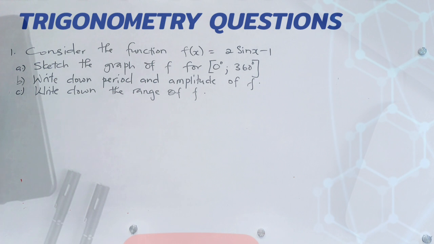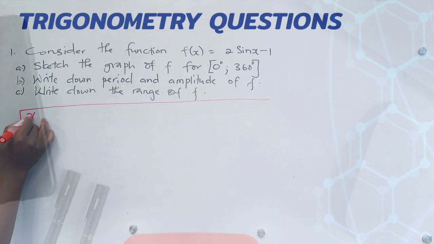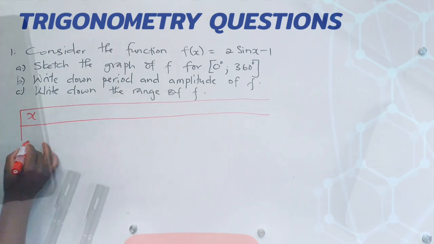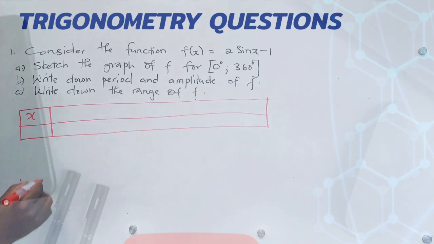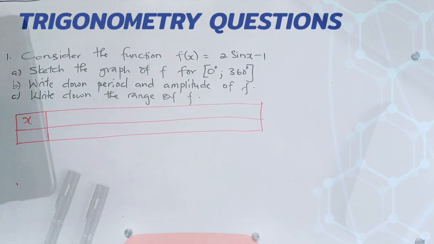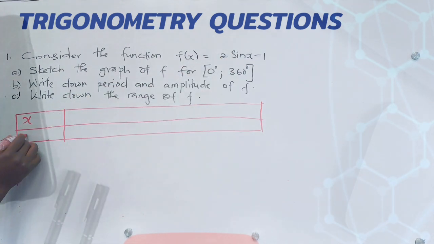So what we need to do here is to sketch this graph. To make it easier, we draw a table which has x values and y values, and we know our y value should be 2 sine x minus 1.